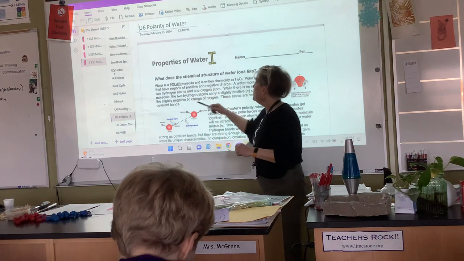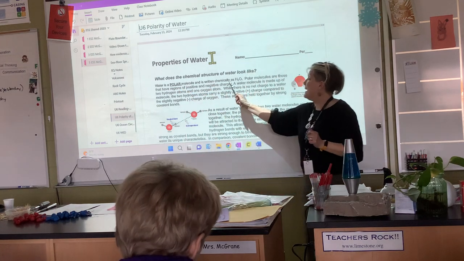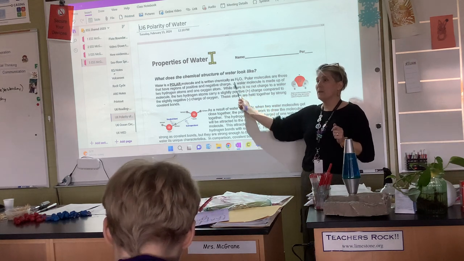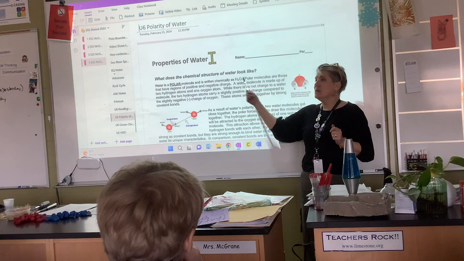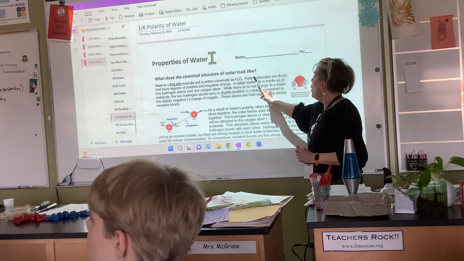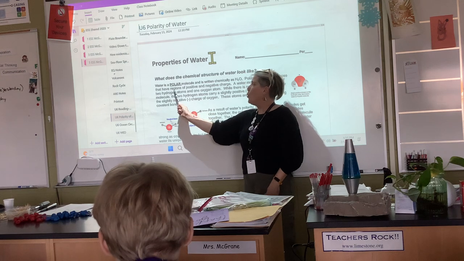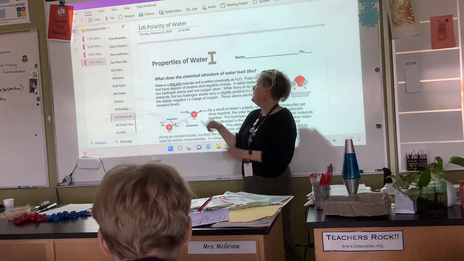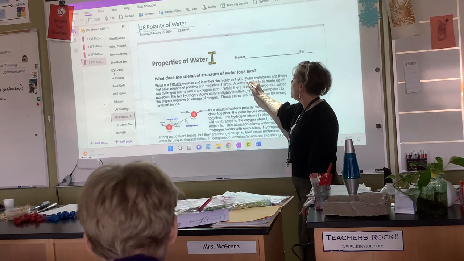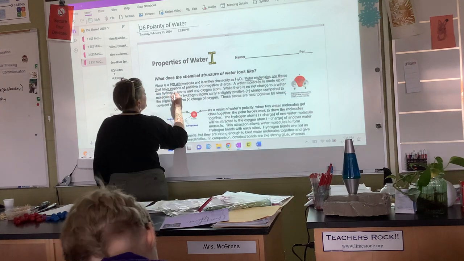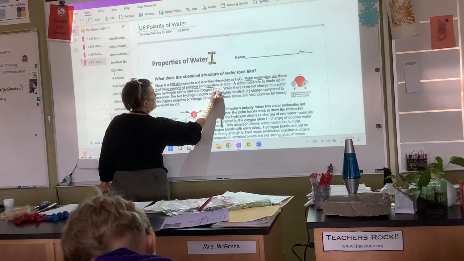This polar molecule is written as H2O. What does this mean? How many hydrogens are there? And how many oxygens? Put your glasses on. So polar molecules are those that have areas or regions of positive and negative charge. Underline that, please. Polar molecules are those that have areas or regions of positive and negative charge.